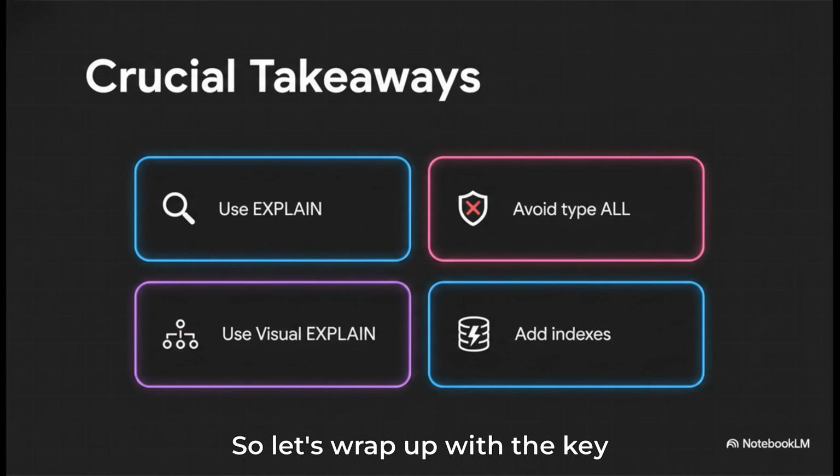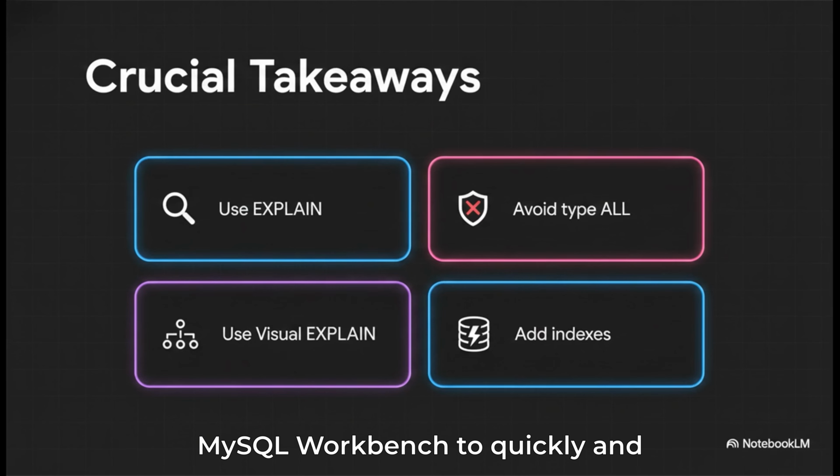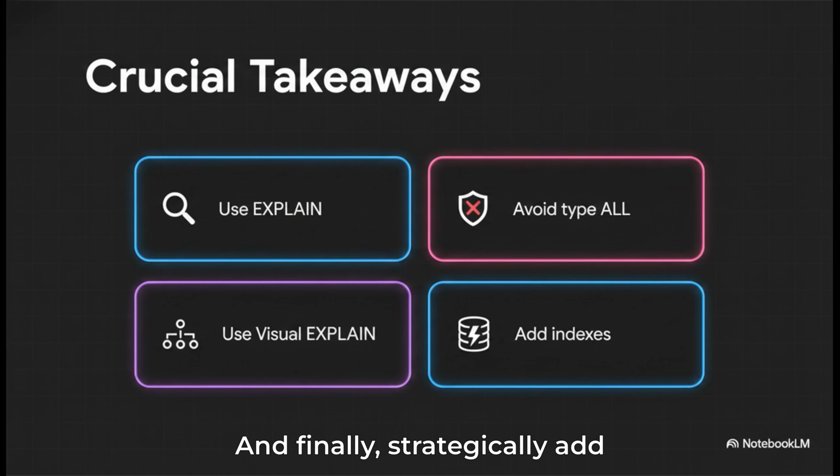So let's wrap up with the key takeaways you can start using today. First, always check your query execution plans using EXPLAIN. Never assume you know how the database is getting your data. Second, actively hunt down those full table scans by looking for type ALL. Third, utilize Visual Explain in MySQL Workbench to quickly and intuitively diagnose those bottlenecks. And finally, strategically add indexes to the columns you frequently use in your WHERE and JOIN clauses.